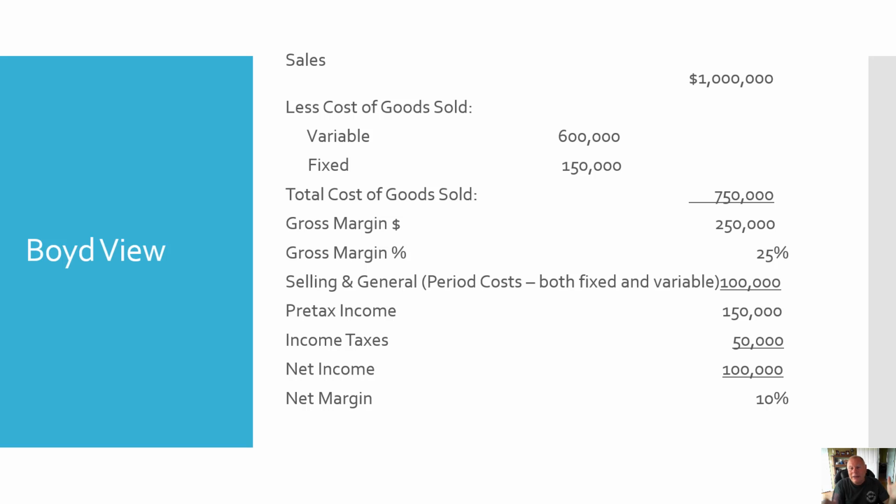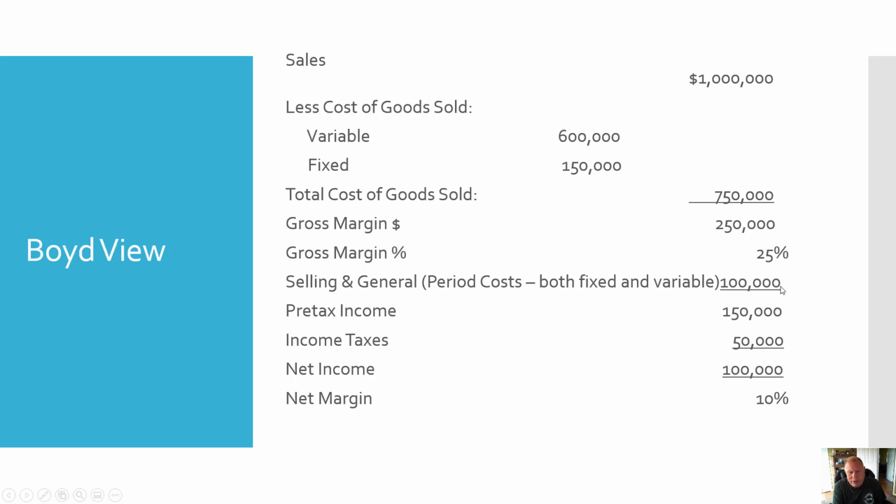Now, what do I look at? Well, here's the blending of it. I start with sales, same, cost of goods sold, but I break the cost of goods sold down into a variable and a fixed. Okay, because I still think it's important to see the total cost of goods sold and the gross margin in percentage. It's good for identifying trends. And it's also good to be able to look at the production versus the administration of the company. And I then have my selling and general. That includes their period cost, okay, as we previously discussed. But they're both fixed and variable.